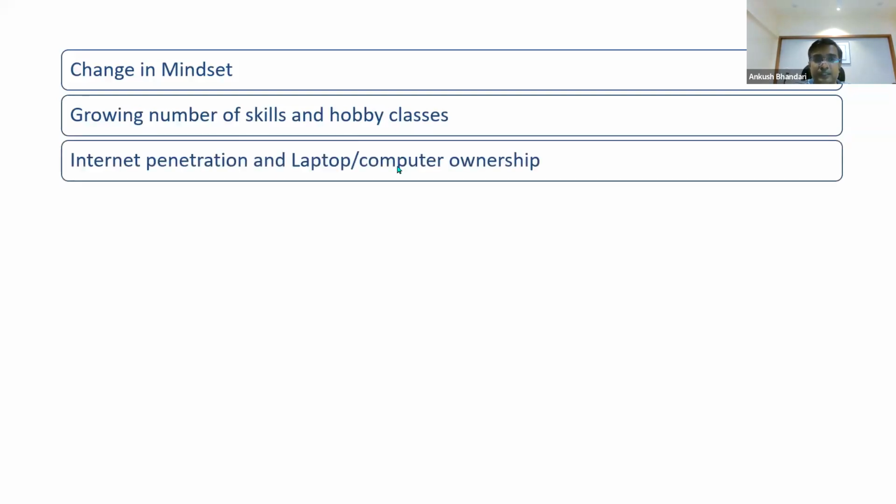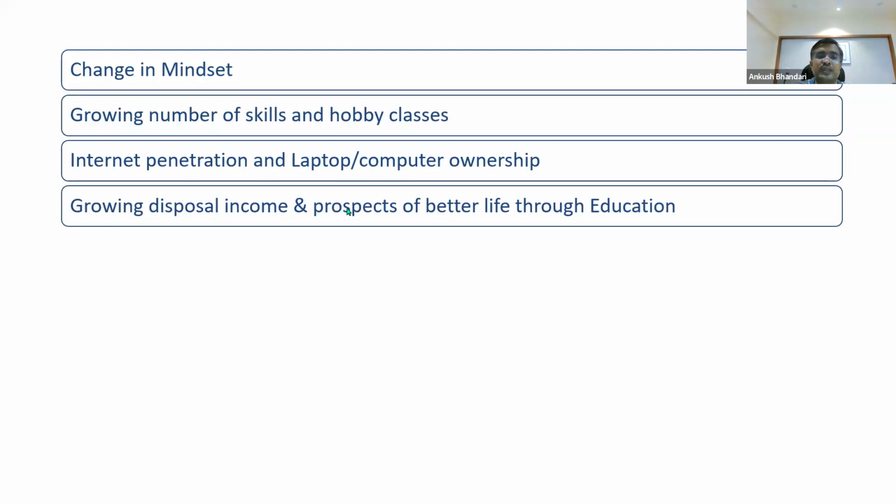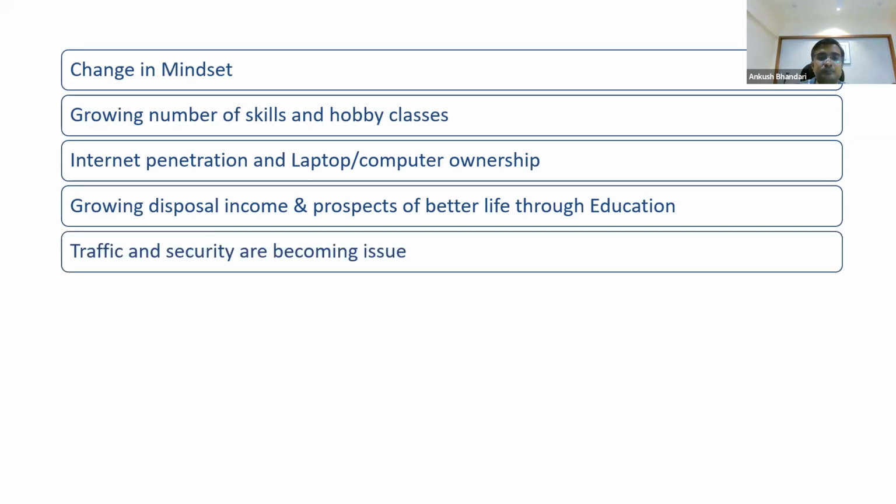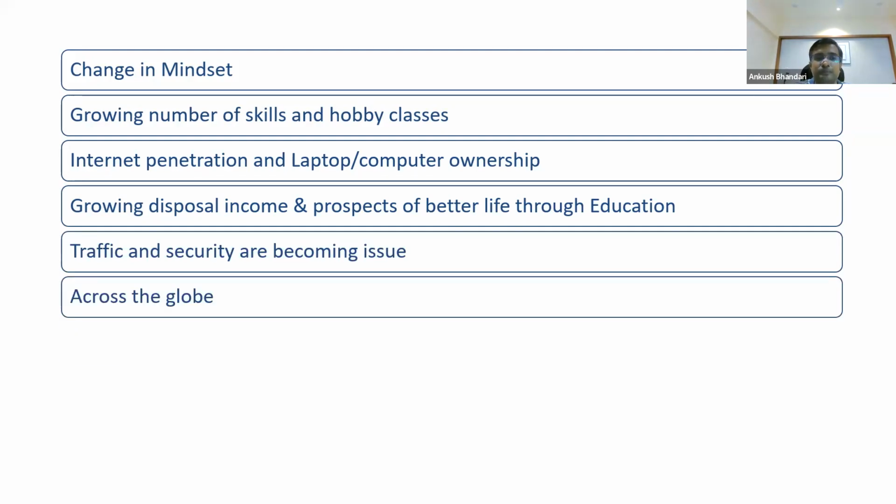Internet penetration is another reason. Then you have growing disposable income, right? Even people in the interiors of India, in rural areas, their income is increasing. And if their income is increasing, even they want to invest in education. Since they don't have good teachers over there, they are investing in online education. Traffic and security are becoming big issues in urban areas. And across the globe, you can offer classes.